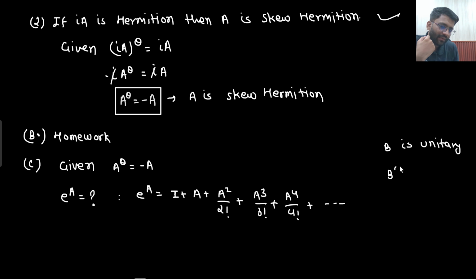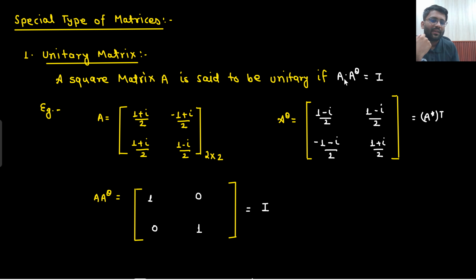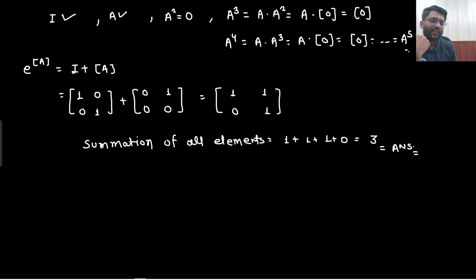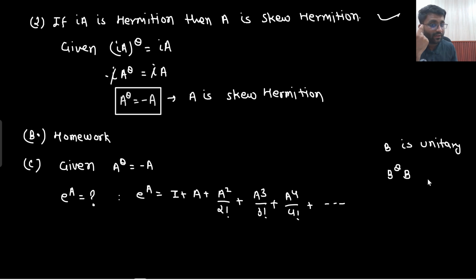then what you need to do? B theta into B. Here in unitary I missed something. B into B theta you write, or you do A theta into A. Both are the same thing. So here as well, I write down B theta into B or B into B theta. Both are the same thing only. So B into B theta should be equal to I. This is our target, right?